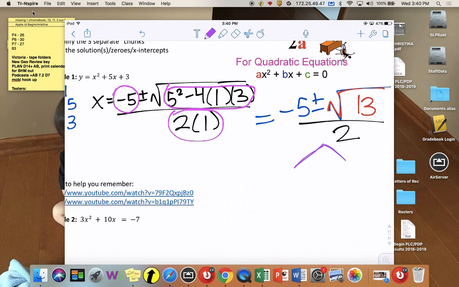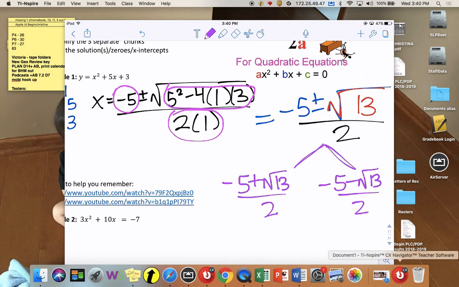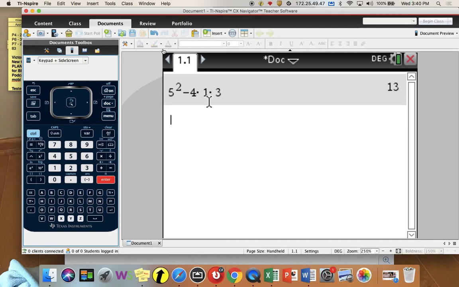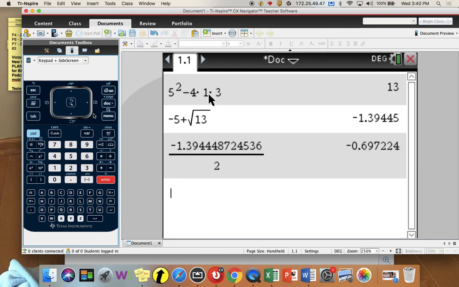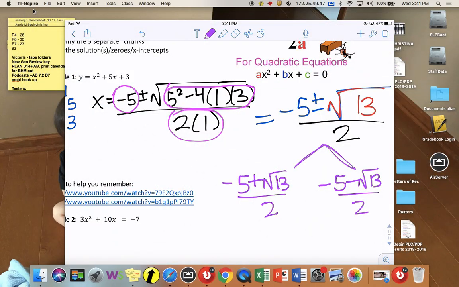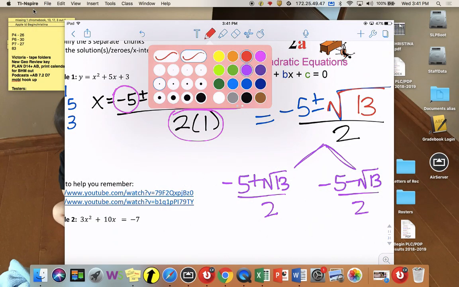So when you type this in, one is negative 5 plus the square root of 13, hit enter, divide by 2, and one is negative 5 minus the square root of 13, hit enter, and divide by 2. You wouldn't have to show that step I just wrote out, just the one before it. All right, so we have negative 5 plus the square root of 13, hit enter, divide by 2. So one of our zeros is at negative 0.697. I'll round that to negative 0.7.